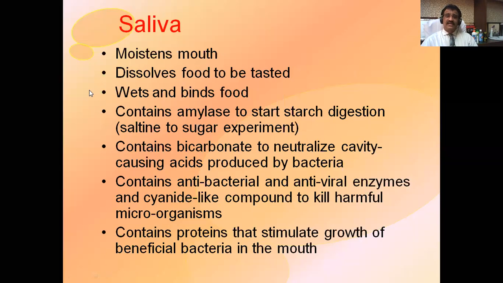Today's part of study. It moistens the mouth. It dissolves food to be tasted. It wets and binds the food together. And it contains amylase to start starch digestion, and it's called ptyalin. It contains bicarbonate to neutralize cavity-causing acid produced by bacteria. It also contains antibacterial and antiviral enzymes and a cyanide-like compound to kill harmful microorganisms. It also contains protein that stimulates growth of beneficial bacteria in the mouth. So salivary juice you have already studied in physiology. So you count that here. You can use it for both anatomy and physiology also.